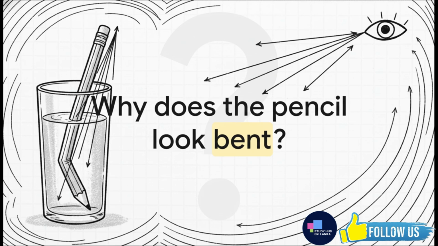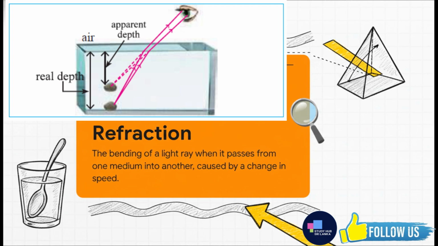What is actually happening to the light that's traveling from the pencil, through the water, through the air, and finally to our eyes that makes it look that way? And the answer is a wonderful phenomenon called refraction. You see, when light goes from one medium to another, like from water out into the air, it actually changes speed. And because it changes speed, it causes the light ray to bend. And that bending is what we call refraction.